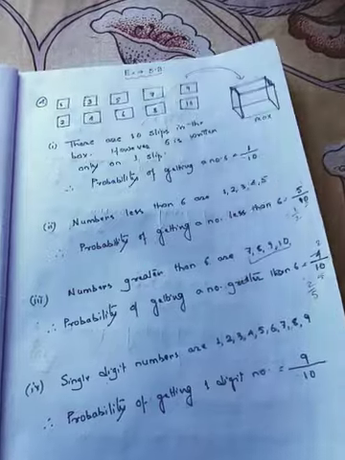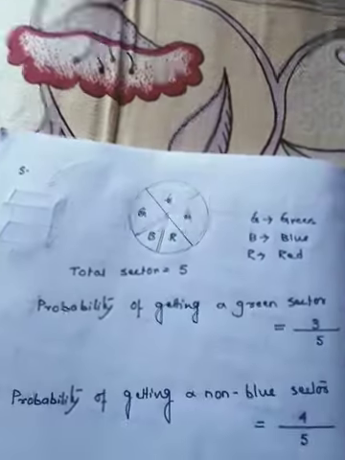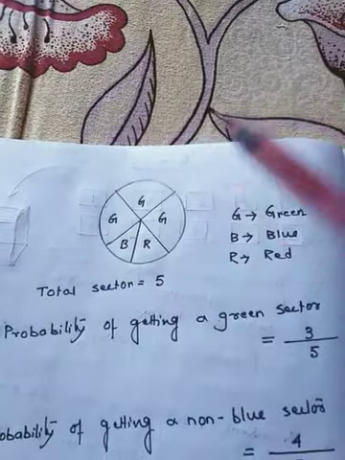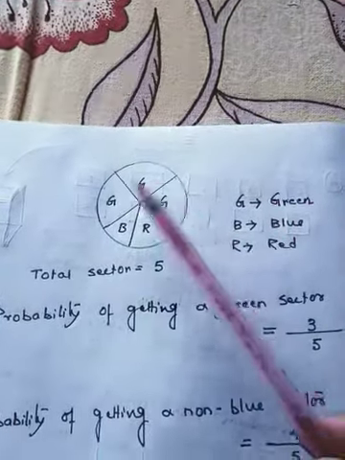Let's move on to question number 5. Now according to question number 5, they have said that there is a circle and that circle is divided into some particular colors.